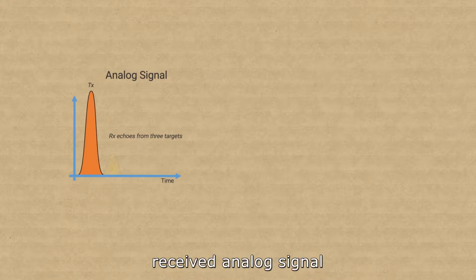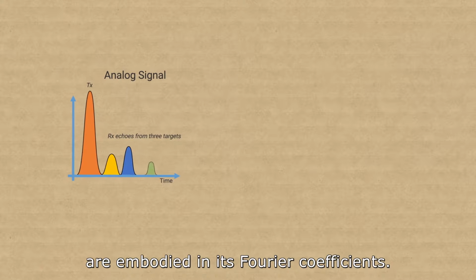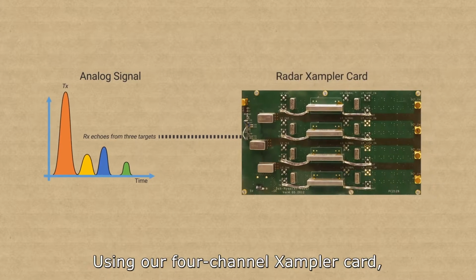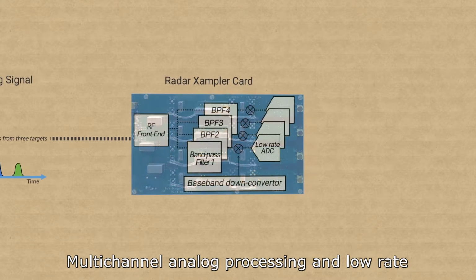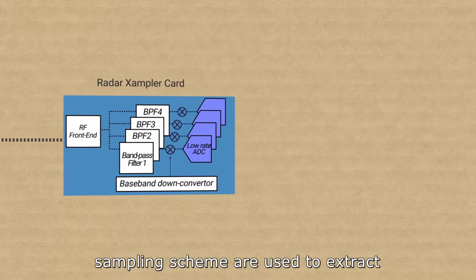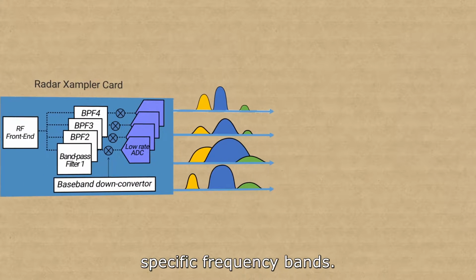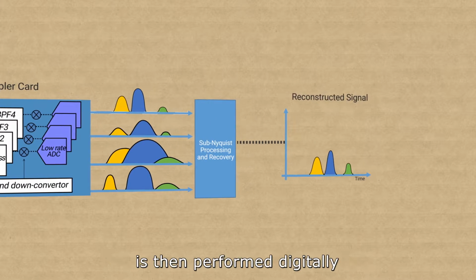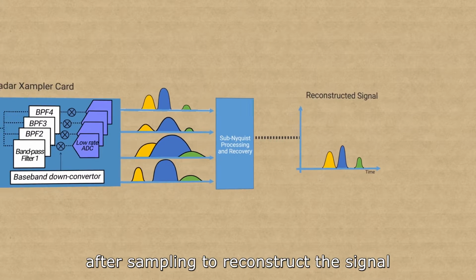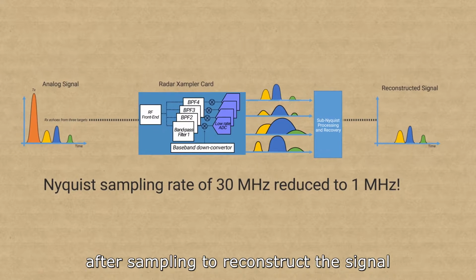The parameters of the received analog signal are embodied in its Fourier coefficients. Using our 4-channel Xampling card, multi-channel analog processing and a low-rate sampling scheme are used to extract spectral information for specific frequency bands. The Fourier coefficient calculation is then performed digitally after sampling to reconstruct the signal.